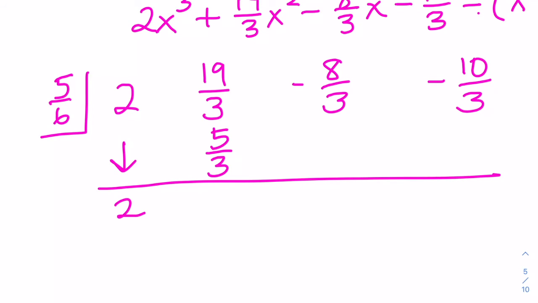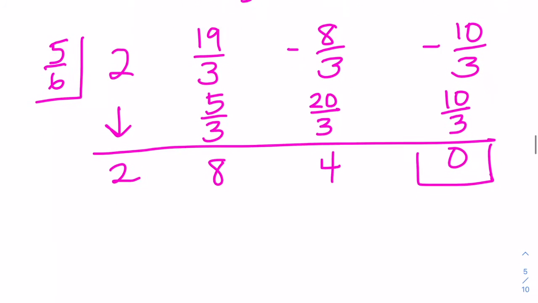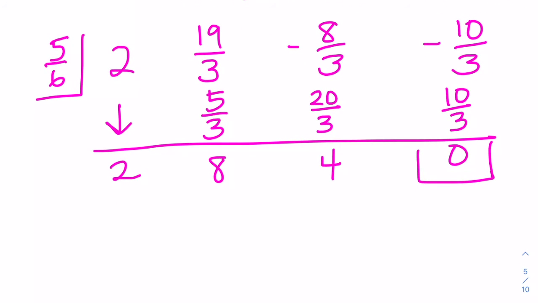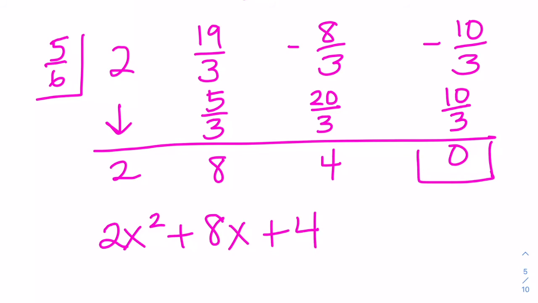Add going down, we get 24 over 3, which is 8. Now 8 times 5/6 would be 40 over 6, which equals 20 over 3. And that'll be 12 over 3, which equals 4. And then 4 times 5/6 would be 20 over 6, which would be positive 10/3. And we'd have a remainder of 0. So eliminating one of those x values, we'll have 2x squared plus 8x plus 4.